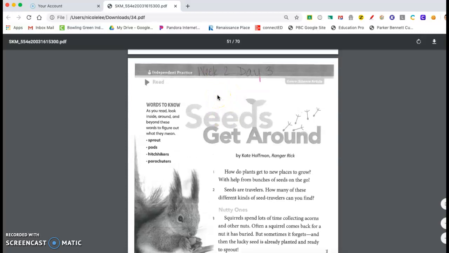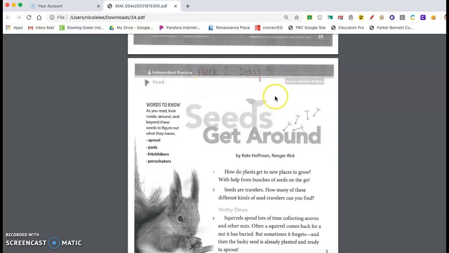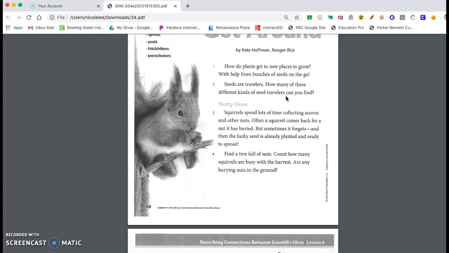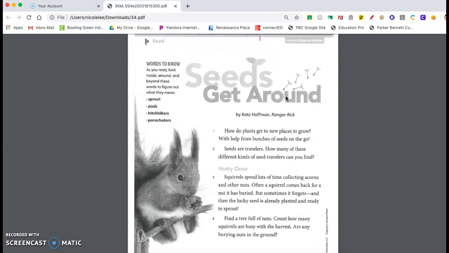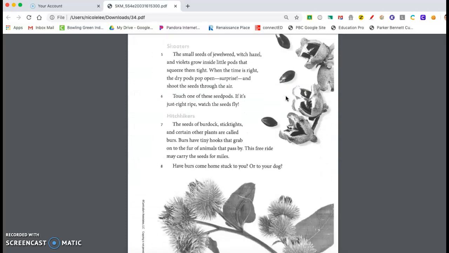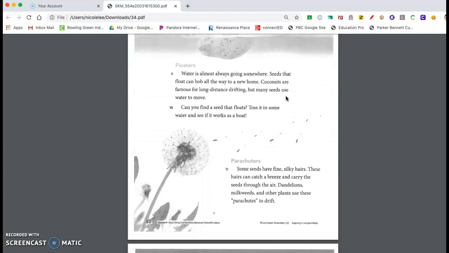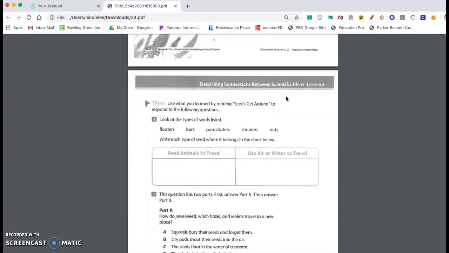We're still on lesson 4, but this is week 2, day 3, and it starts with the reading of Seeds Get Around by Kate Hoffman, from Ranger Rick. You only have one passage for today. It is a longer passage. Yesterday you had 2 passages. Today you just have one, but it is a little bit longer. So you will read through this passage about seeds and how seeds move to different places, and just different types of seeds and how they move around.